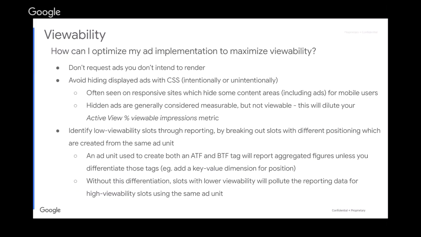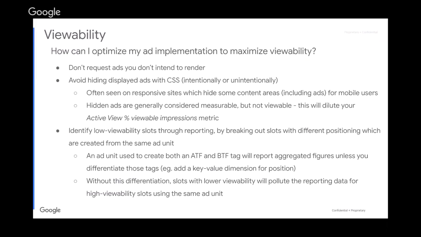Other things to consider. Don't request ads that you don't intend to render. And similarly, avoid hiding displayed ads with CSS, either intentionally or unintentionally. This is often seen on responsive sites, which might hide some content areas, including ads, for mobile users. But hidden ads are generally considered measurable and not viewable. So this will dilute your active view percentage viewable impressions metric.